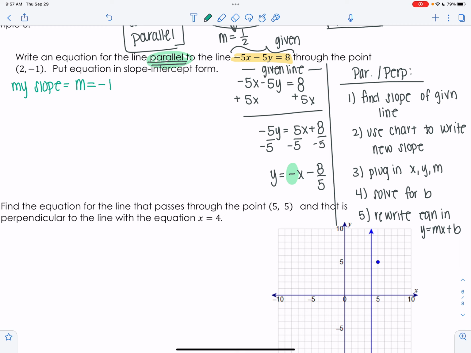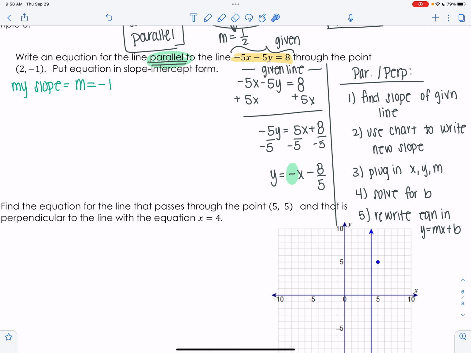Once I pull that slope out, I throw away the rest of that. I do not need what any of that is. I do not need any other thing from that line. A lot of students want to use that B and that M. Once I get the M, then I'm done with that. All right, so my slope m equals -1.